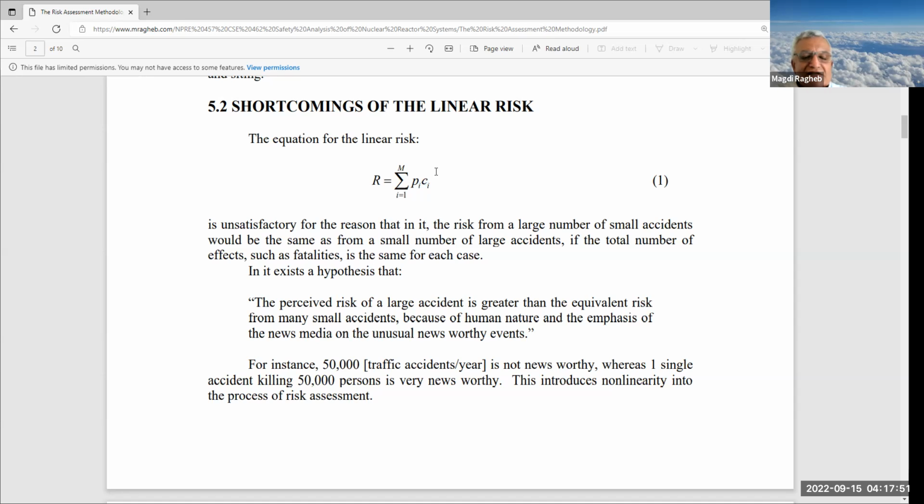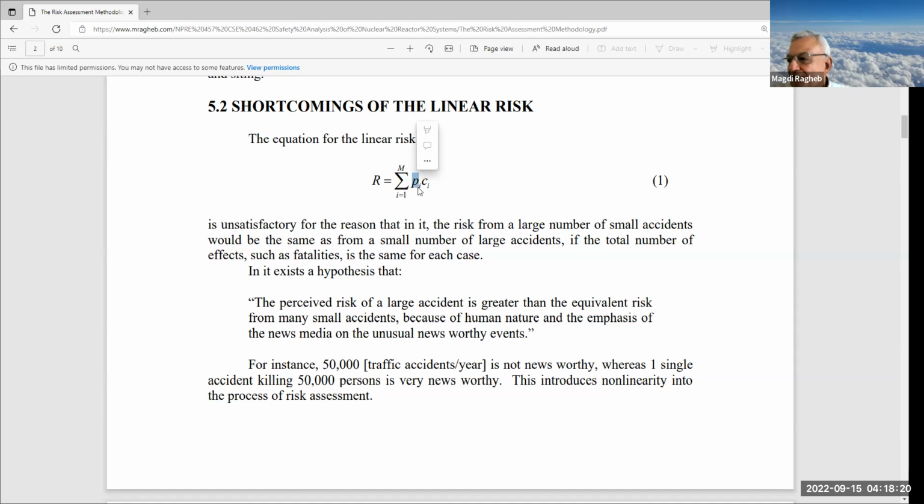So we have an assumption inherent in our definition here, that the perceived risk of a large accident is greater than the equivalent risk from many small accidents because of human nature and the emphasis of our news media on the unusual newsworthy events. So let's take an accident that has a low probability, say an airplane crash.